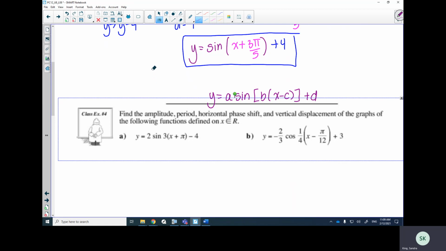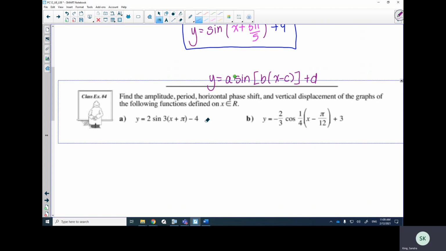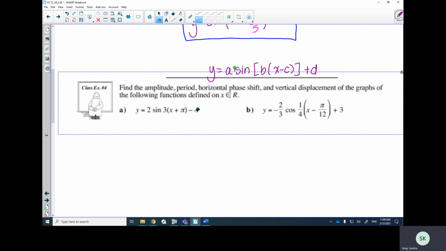The one thing that I like about the parameters that they chose for trig is it's just A, B, C, D. Before, with transformations, it was A, B, what was this? H, and what was this? So I like this because it's just A, B, C, D. Just make sure you know what each one is. So A, we won't do both of these. Let's just do this one.